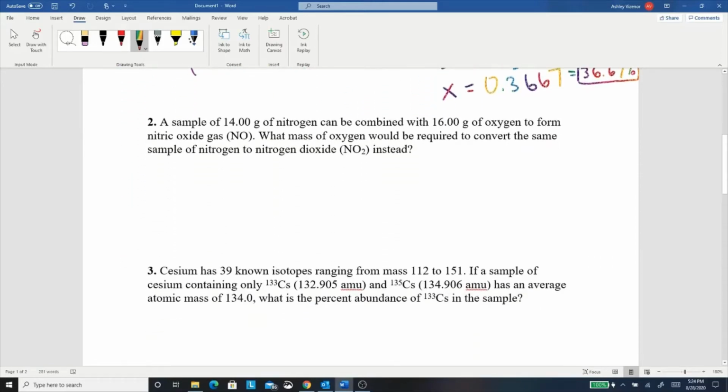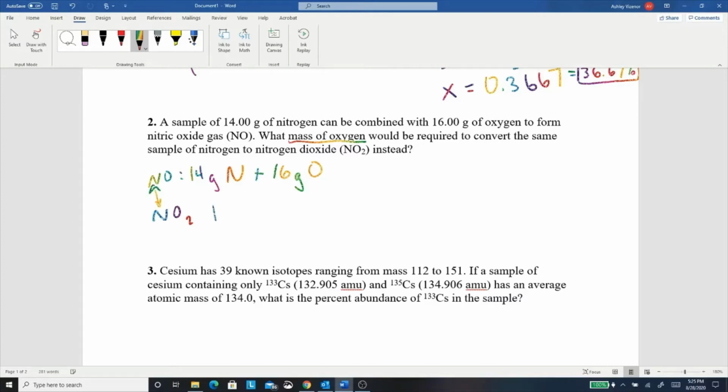Now, number 2 seems a lot more complicated than it really is. I had a couple people messaging me asking if they wrote out the chemical equation right, but you don't have to do that at all. This is the law of proportions. We're told that to make nitrogen oxide gas, NO, it needs 14 grams of nitrogen and 16 grams of oxygen. And then we want to know how much oxygen we need for NO2.